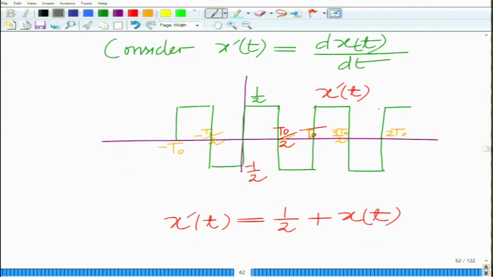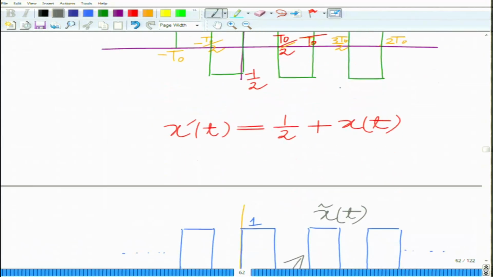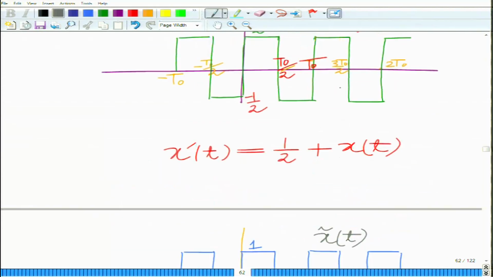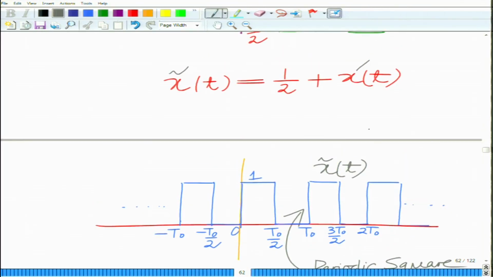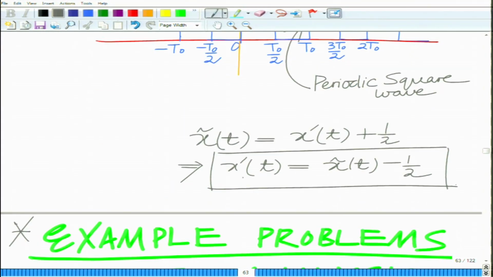If you look at the derivative, that is x prime t, and consider x tilde t which is half plus x prime t, that is given by this periodic square wave that we have seen earlier. So, we have x tilde t is x prime t plus half, and therefore, x prime t, the derivative of x t, is x tilde t minus half.